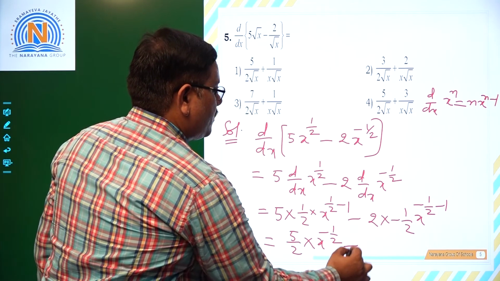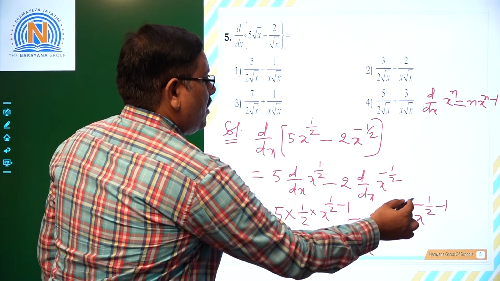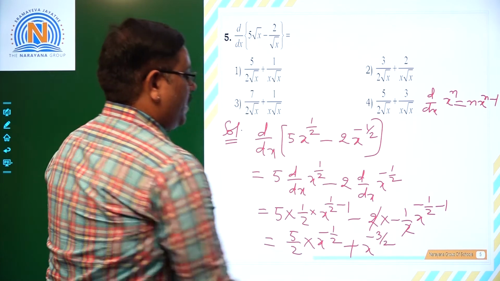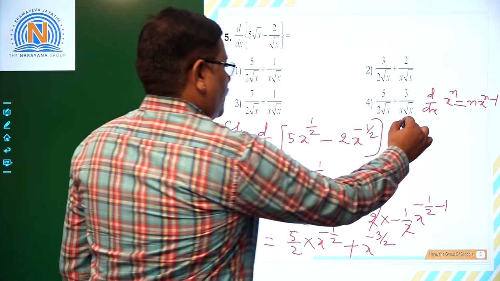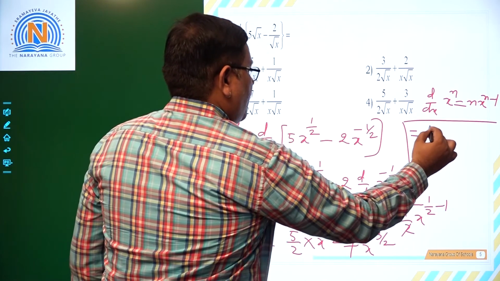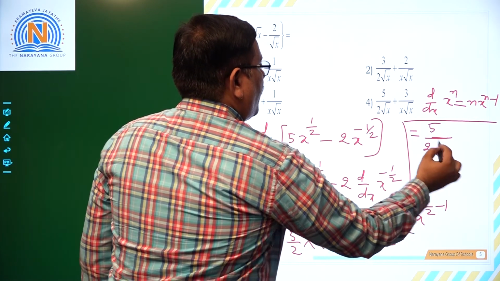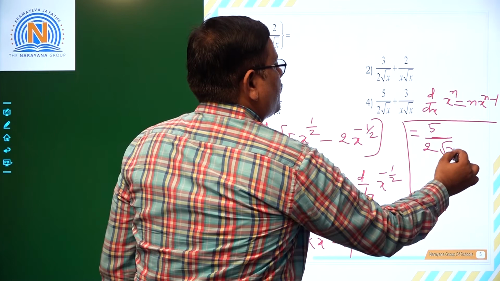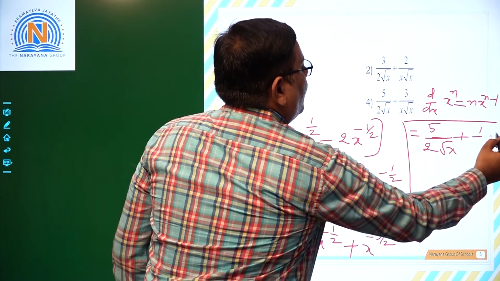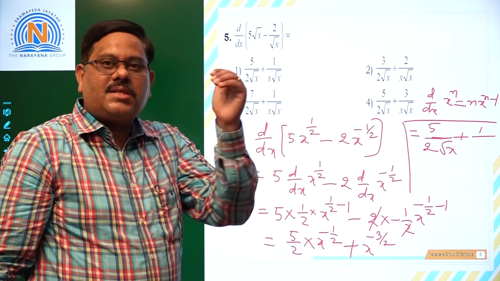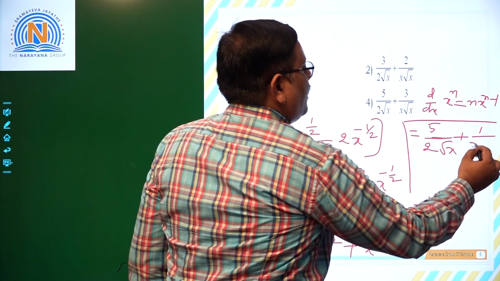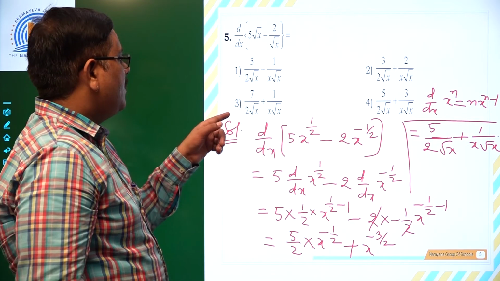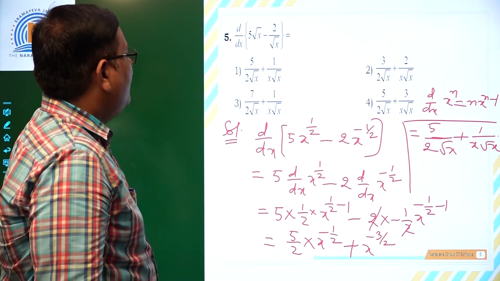Next, minus into minus is plus, 2 cancels. It is x power minus 1 by 2 minus 1. Sorry, that is minus 3 by 2. Okay. So finally, what is the conclusion? We can write this result as 5 by 2 into, we can write x power minus 1 by 2 as 1 by x power 1 by 2, or we can write it as root x. Similarly, plus 1 by x power 3 by 2. That is nothing but x into root x. x root x value is x power 3 by 2. So the answer for this question is 5 by 2 root x plus 1 by x root x.